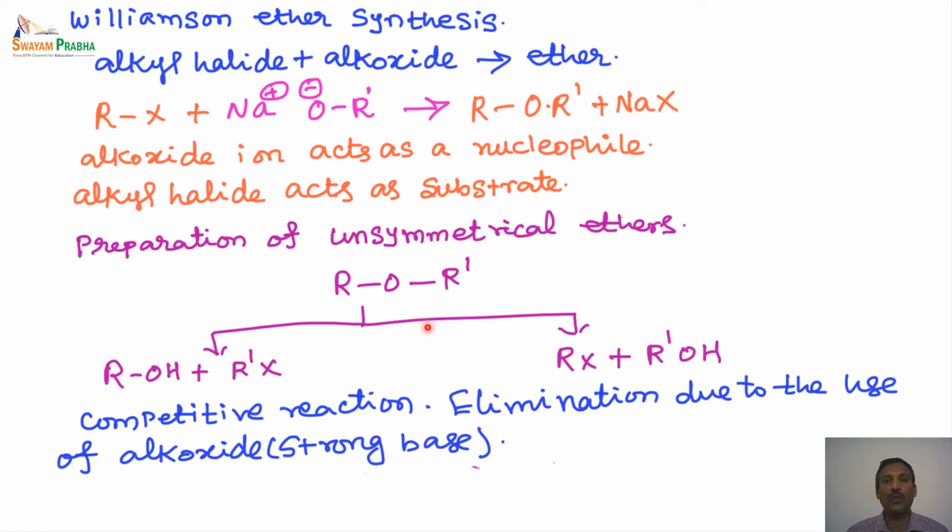We have to carefully choose the conditions so that we get the maximum yield of the substitution reaction, that is, the formation of ether. So in most of the cases, the primary alkyl halide is the preferred starting material or substrate, because primary alkyl halides do not undergo elimination reaction. So this is one of the things you have to remember all the time whenever we are using Williamson ether synthesis: the preferred alkyl halide is the primary alkyl halide, if that is possible.